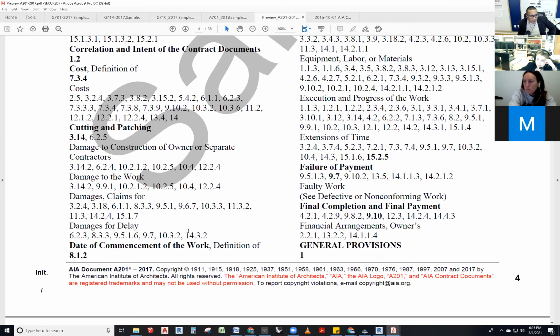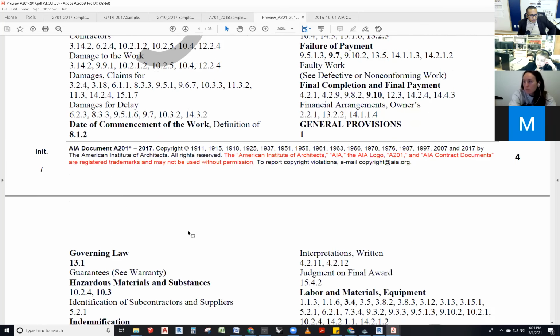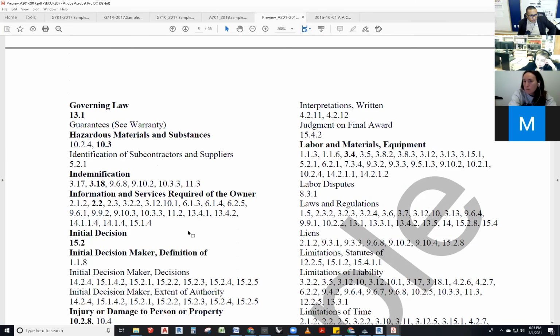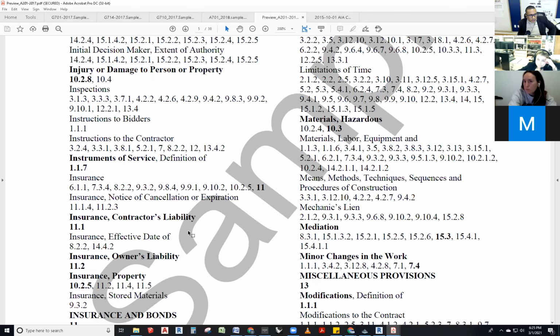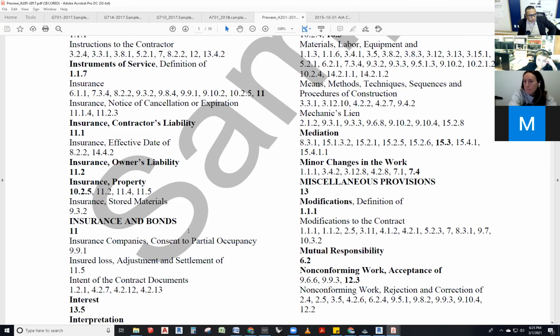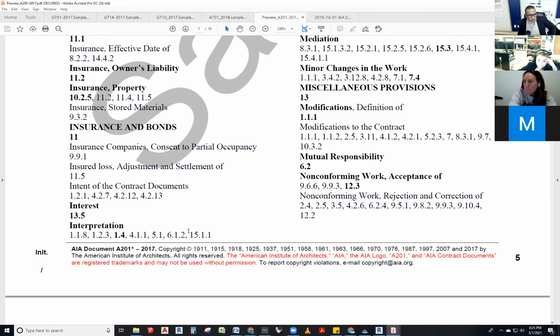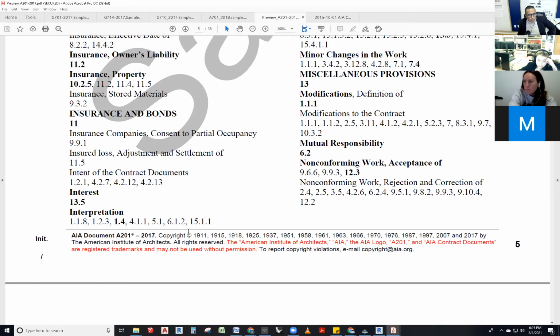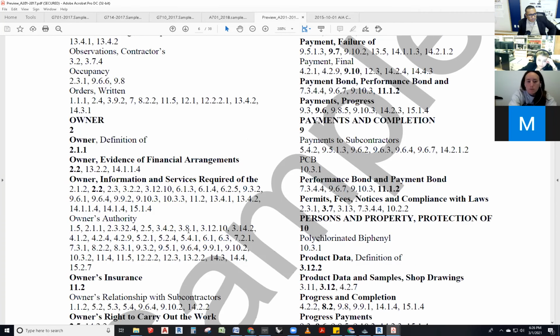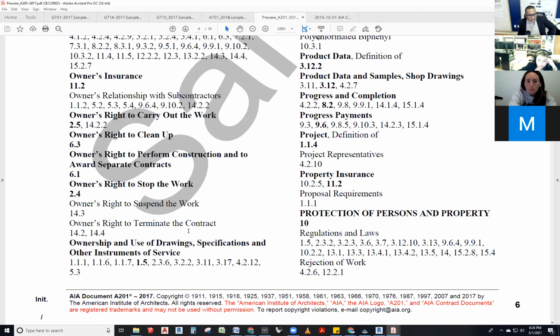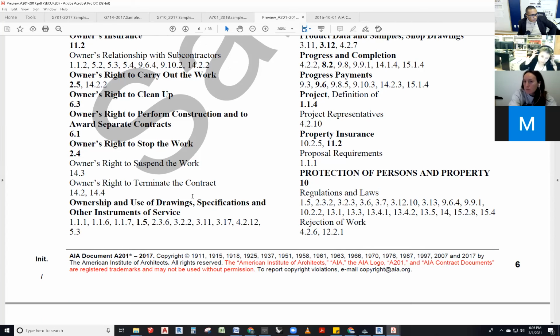Terms like substantial completion, final completion, change orders, indemnification, initial decision maker. Those are very important terms that we've got to know. Stop work orders, non-conforming work, application for payments. That's another document that I should show to you guys, and I will eventually show it to you. But application for payments are very, very, very critical.